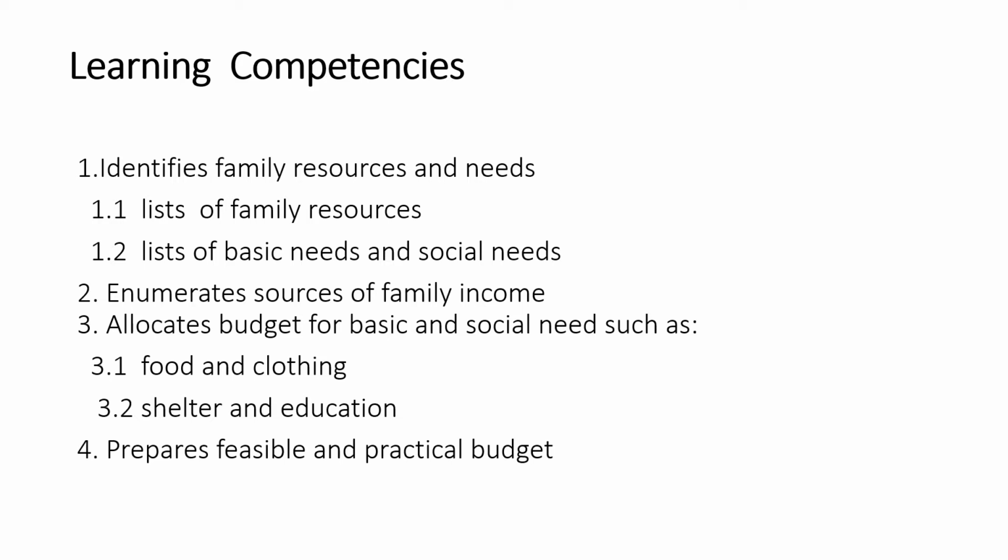Number 1 of 1. List of family resources. Number 1 of 2. List of basic needs and social needs. Number 2. Enumerate sources of family income. Number 3. Allocates budget for basic and social needs such as number 3 of 1, food and clothing. Number 3 of 2, shelter and education. Number 4. Prepares feasible and practical budget.